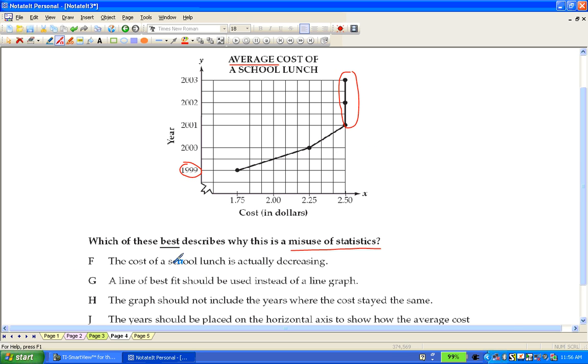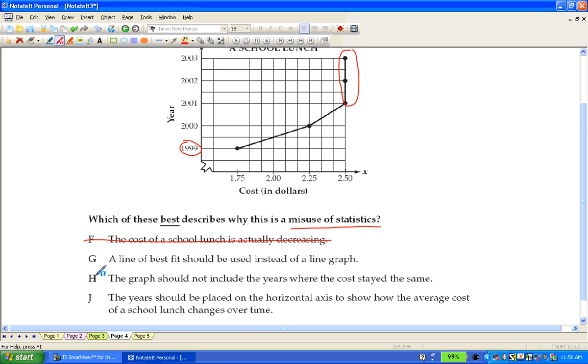So the cost of school lunch is actually decreasing? No, it's not decreasing. It's staying the same once it gets to 2001. A line of best fit should be used instead of the graph. You can make an argument for it, but it's probably not going to be the best answer. But we won't cross it out just yet. The graph should not include the years where the cost stayed the same.